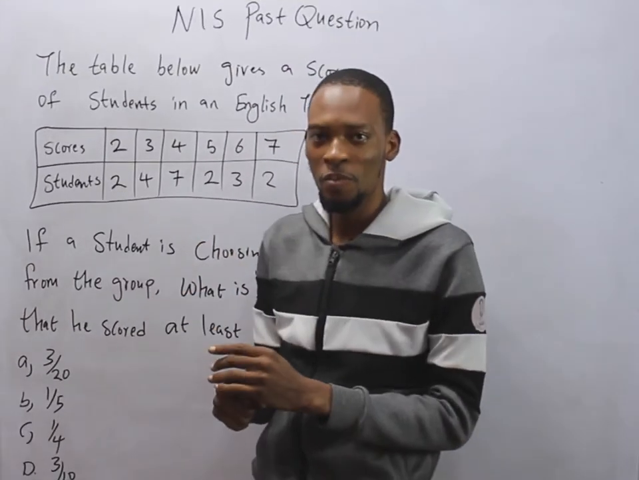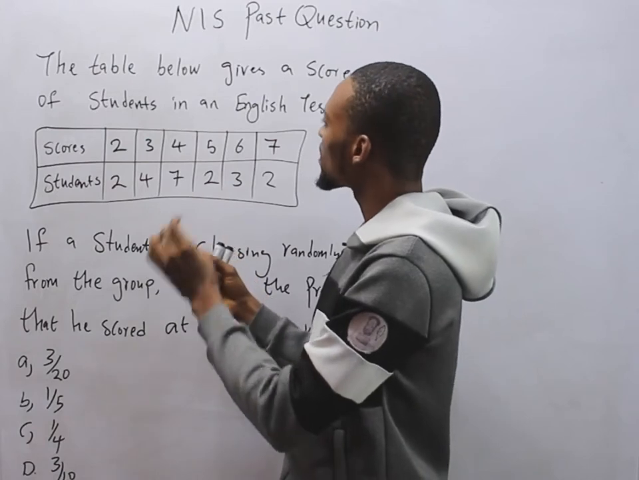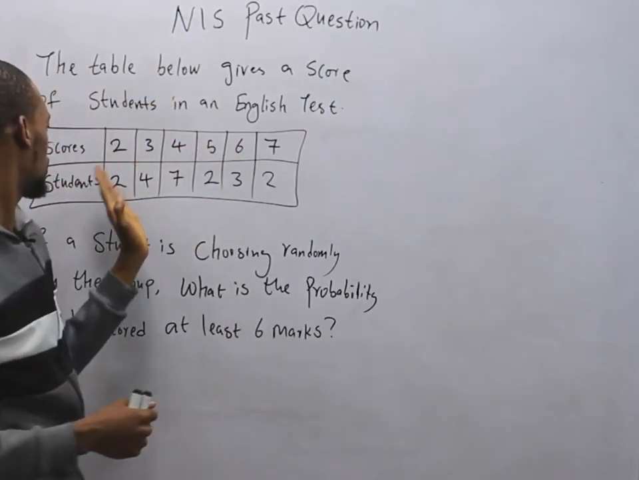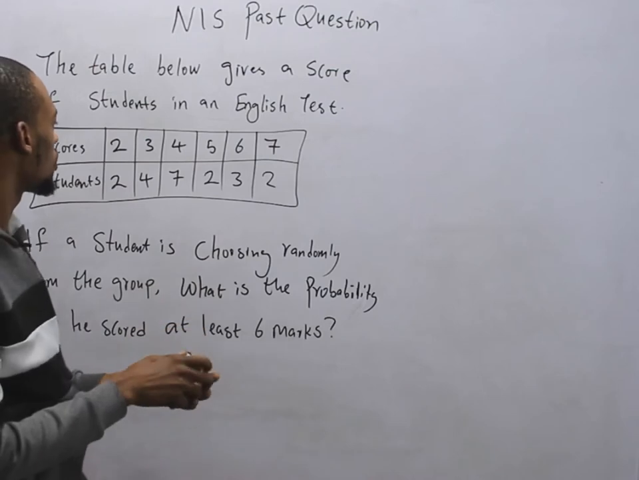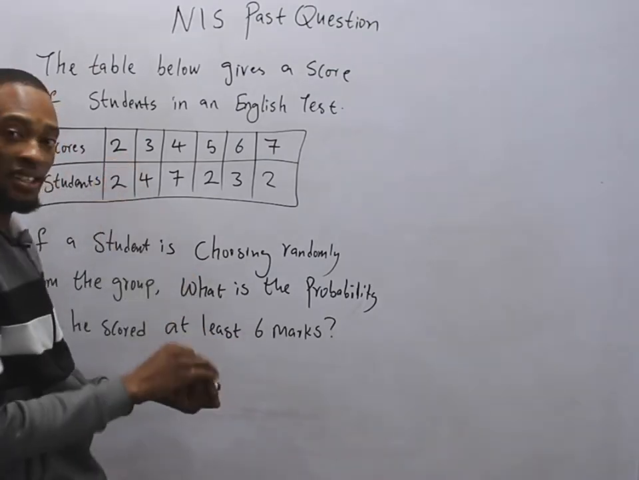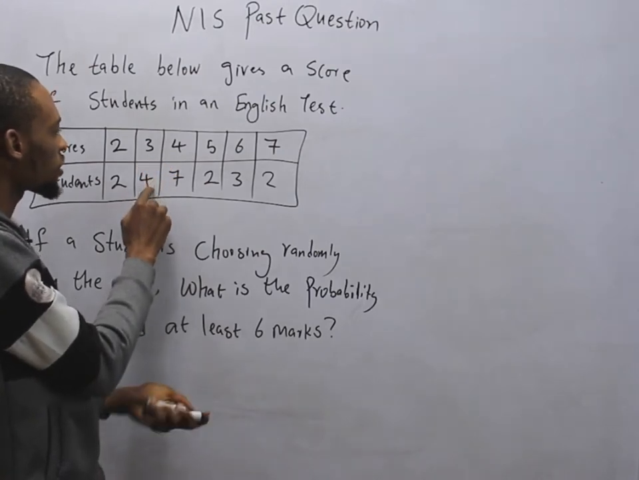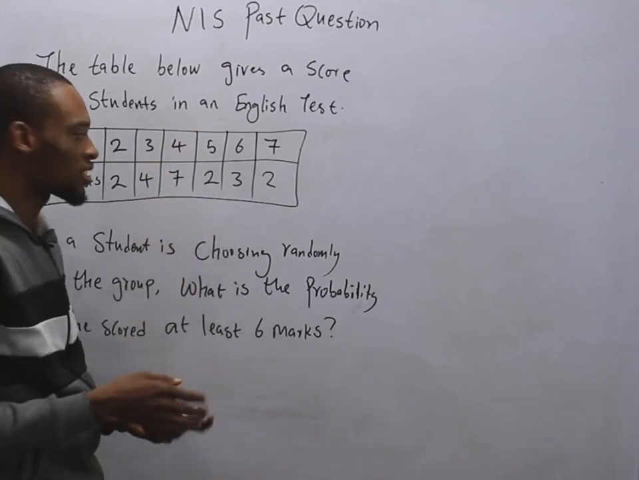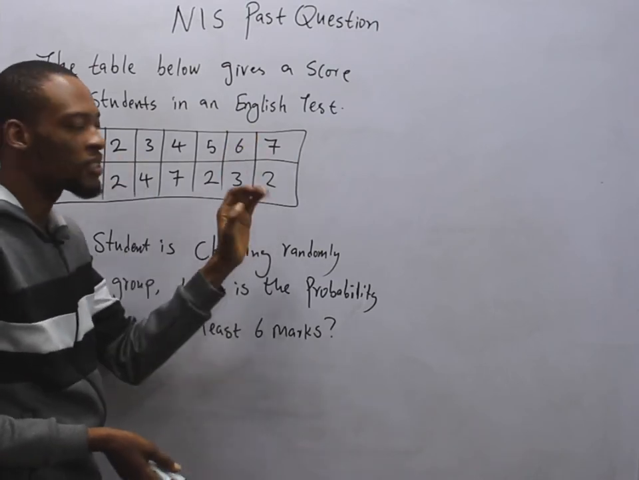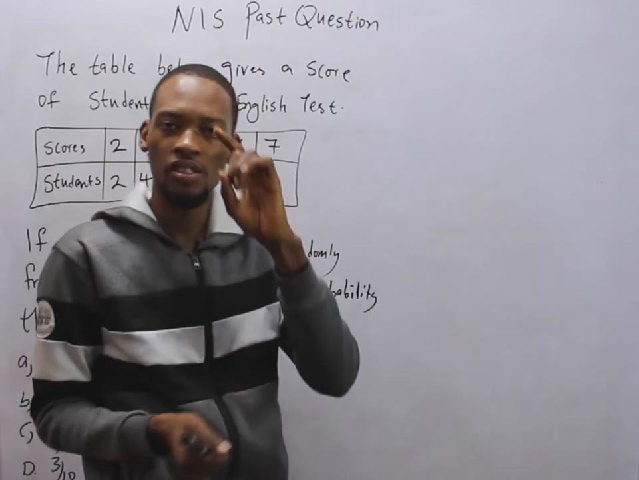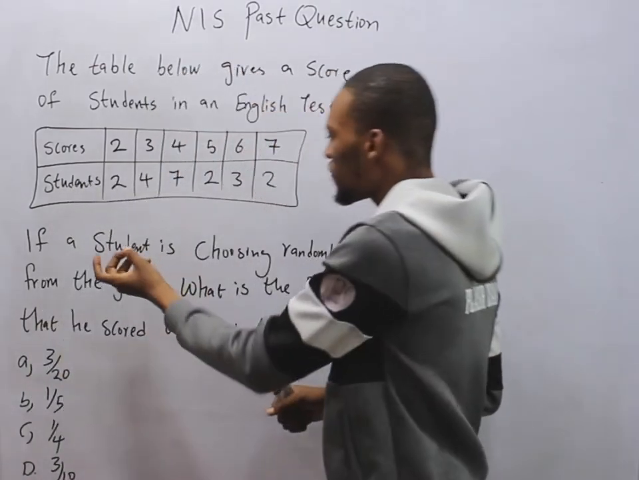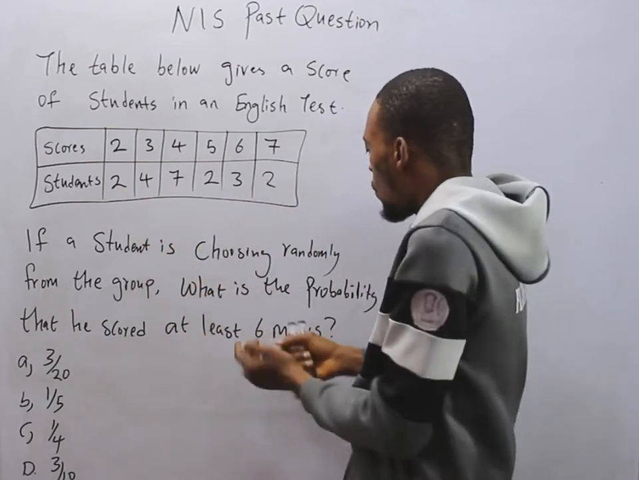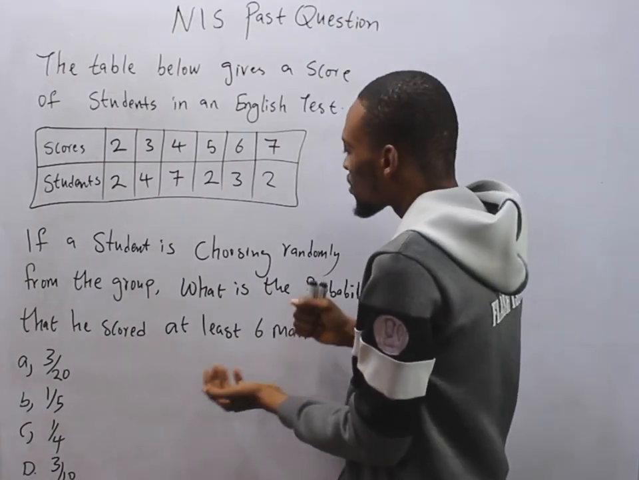Now take a look at this question. It says, the table below gives the scores of students in an English test. So these are the scores, and these are the students. From this table, you can see that 2 students had 2 marks, 4 students scored 3, 7 students scored 4 marks, 2 students scored 5 marks, and 3 students scored 6 marks. 2 students scored 7 marks, making 7 the highest score. The question says, if a student is chosen at random from the group, what is the probability that he scored at least 6 marks?